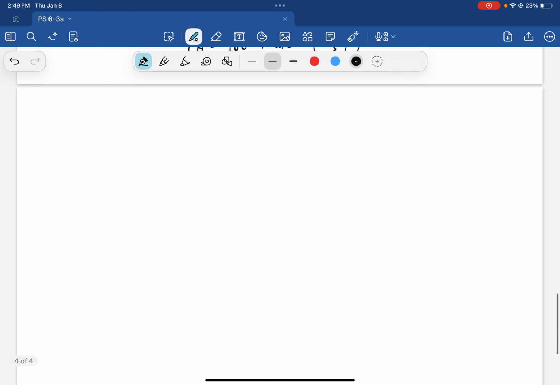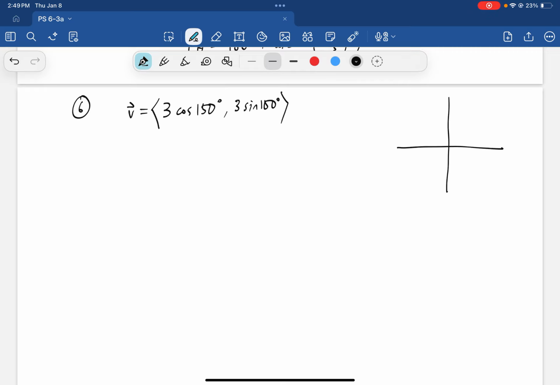All right, number 6, write v in terms of i and j, if the magnitude of v is 3 and makes an angle of 150 with the x-axis. All right, so v is going to be the magnitude. The x component is always cosine, right? So 3 cosine 150, comma 3 sine 150. All right, this is going to look like this. v points in that direction, and this is 150 degrees.